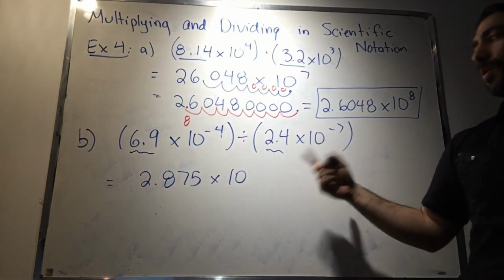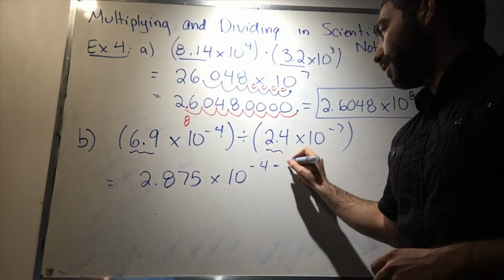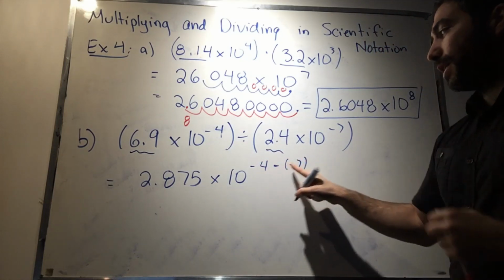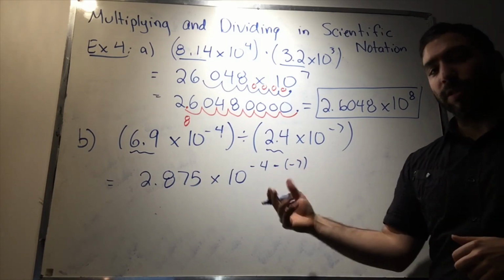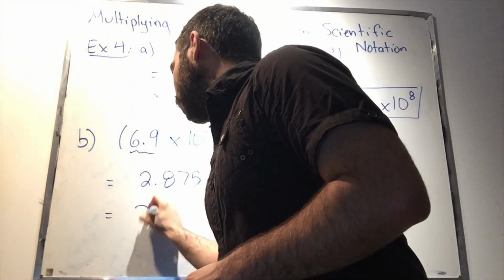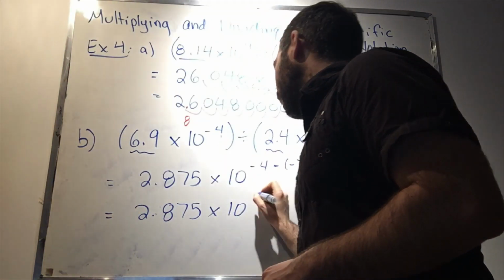Here we're dividing, so what do we have to do? We have to subtract the exponents. So negative 4 minus negative 7. So just be careful with your negatives. Negative 4 minus negative 7. Two negatives here turn into a positive, so it's really negative 4 plus 7. This means that we have 2.875 times 10 to the positive 3.